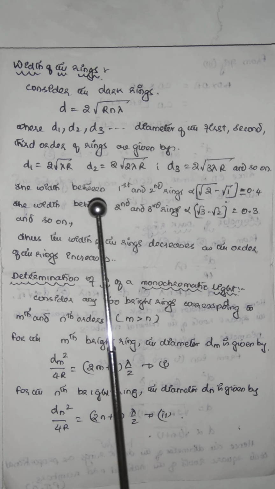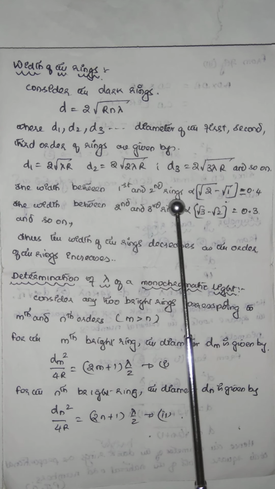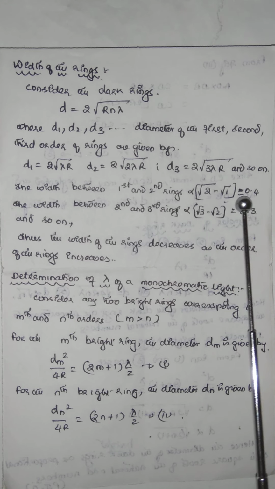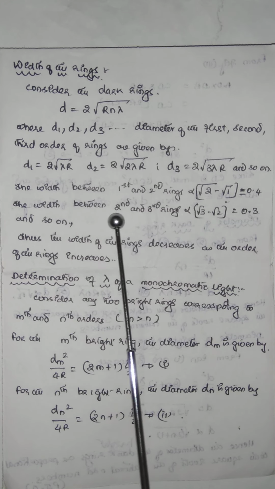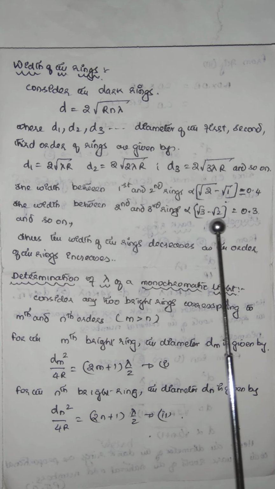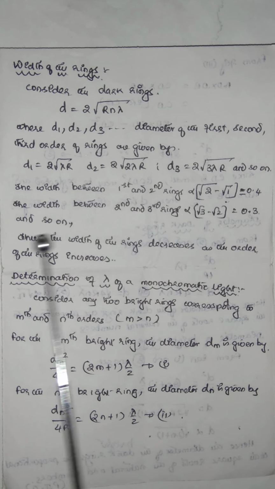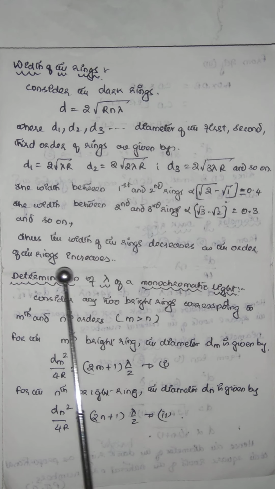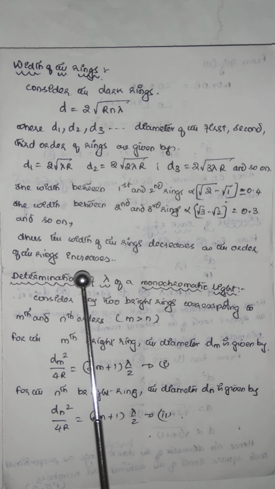The width between the first and second ring is given by square root of 2 minus root 1, that is equal to 0.4. The width between the second and third is proportional to square root of 3 minus root 2, that is equal to 0.3 and so on. Thus, the width of the rings decreases as the order of the rings increases. Now we shall find out an expression for the wavelength of a monochromatic light.